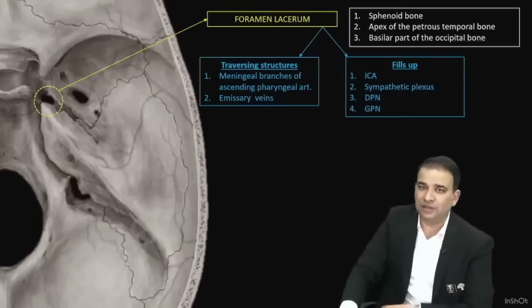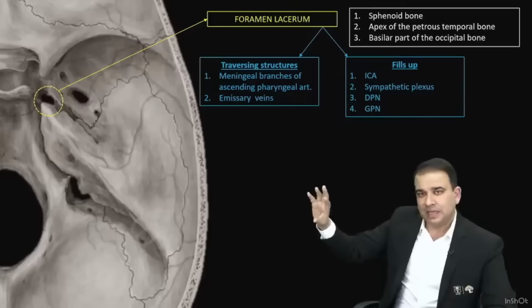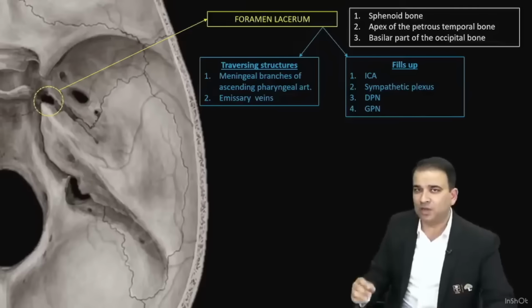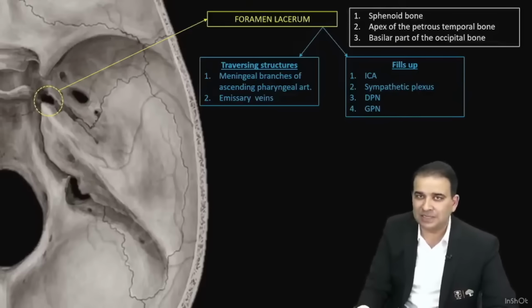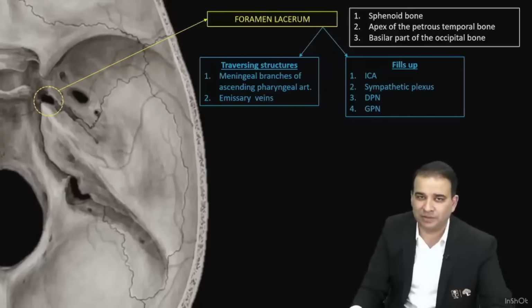That's how we say the fills of the foramen lacerum here. So this question can be asked like this. One question has already been asked, that it is present between what bone here. So when it comes to the content, the question could be very precise here: what structures are traversing the foramen lacerum and which one just fills up the foramen lacerum here.